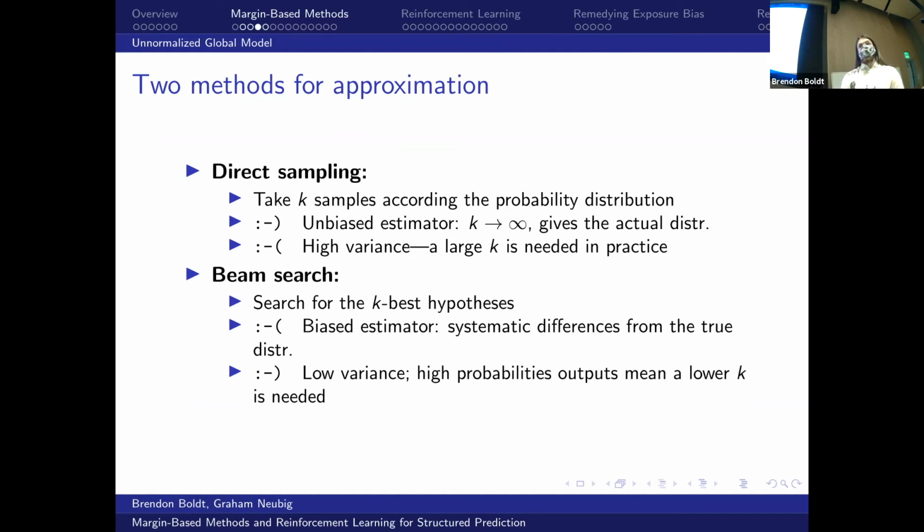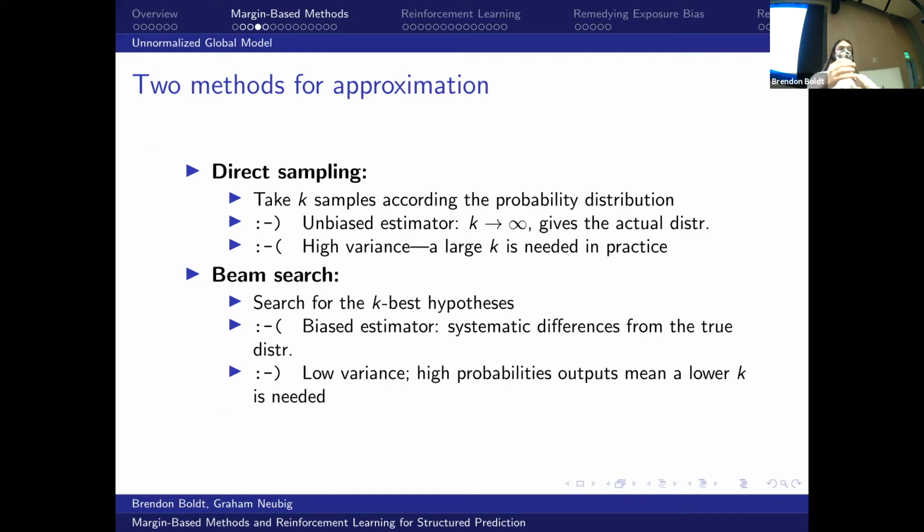What's great about this is it's what's called an unbiased estimator. That means that the more and more samples you take, as k approaches infinity, you are guaranteed to get the actual distribution. You're guaranteed to be optimizing to the correct objective. Unfortunately, this is a very high variance method. That means that in practice, you're going to need quite a large k before you get consistent enough estimates for it to be useful in optimization.